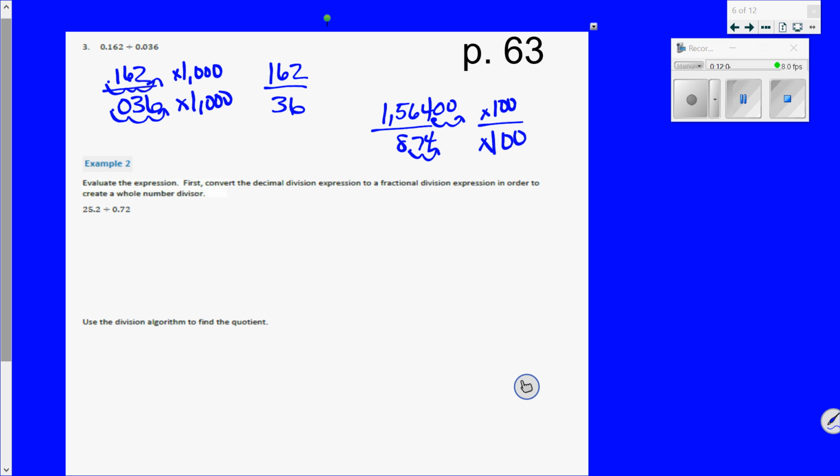Empty buckets get zeros. So this one would be rewritten as, I'm going to have to do it over here, otherwise you won't see it, 1,564,000. So 156,400 divided by 874. Is everybody okay with that? So if you don't see the decimal, you still know where it is to be able to move it, correct?